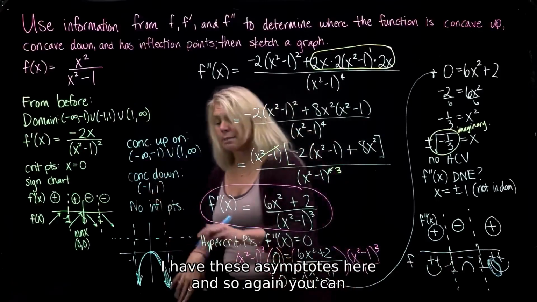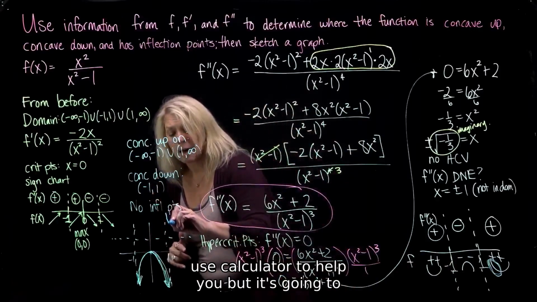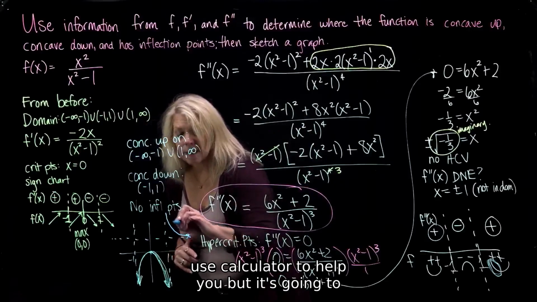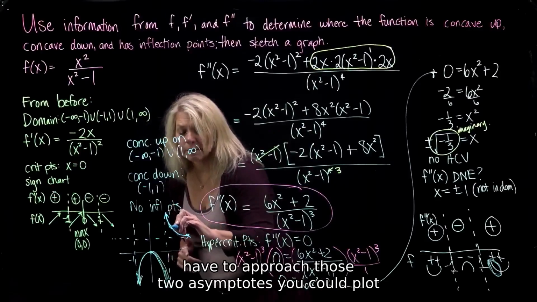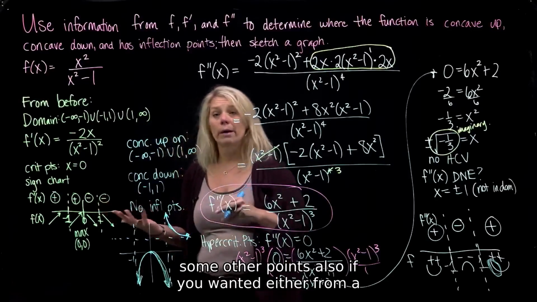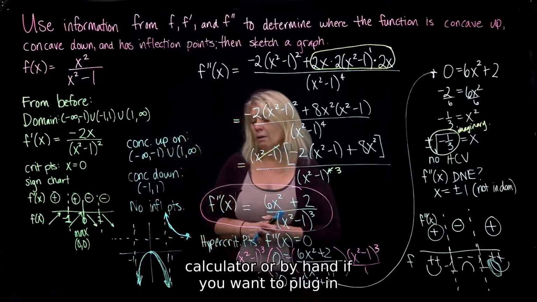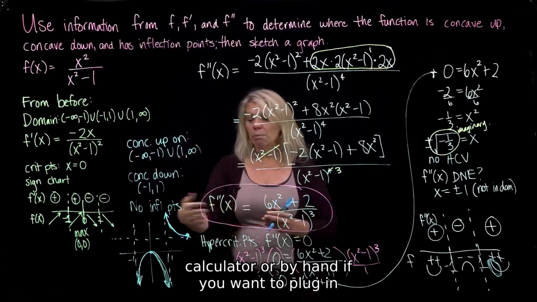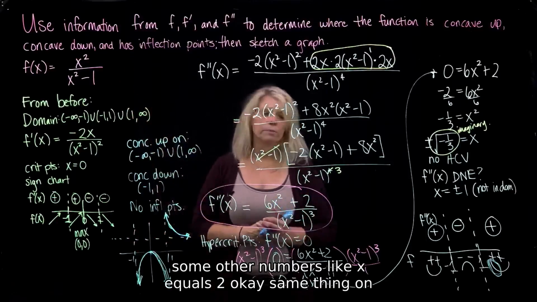And I know I have these asymptotes here, and so again, you can use a calculator to help you, but it's going to have to approach those two asymptotes. You could plot some other points also if you wanted, either from a calculator or by hand if you wanted to plug in some other numbers like x equals 2.